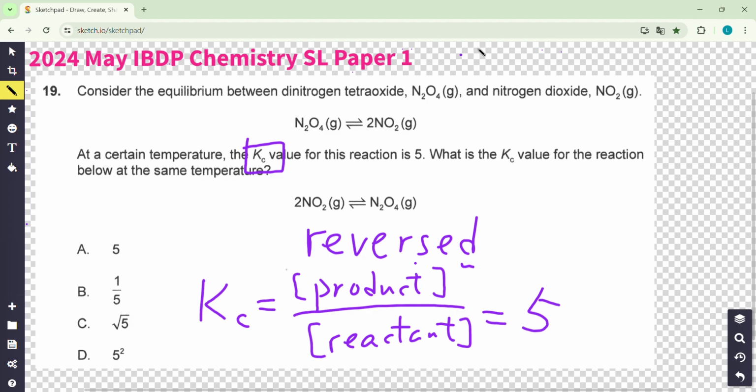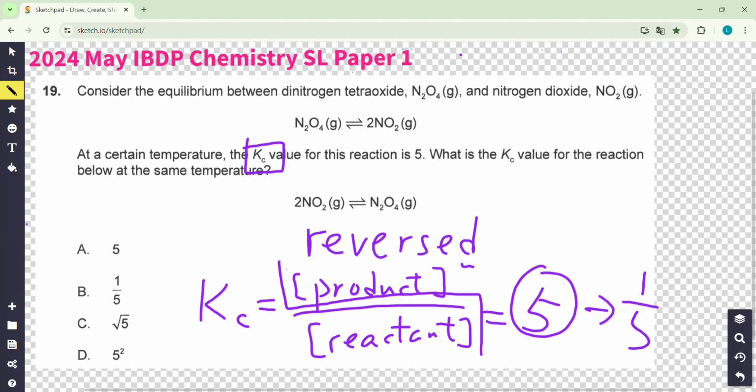So what will happen to the equilibrium constant? Products become reactants and reactants become products. So flip it, right? Numerator becomes denominator and denominator becomes numerator. So what will happen to the Kc? 5 will change to its reciprocal, 1 over 5. So the answer is B.